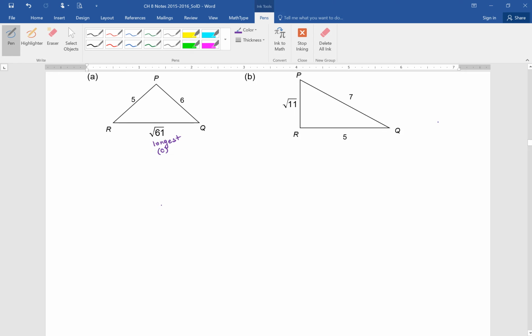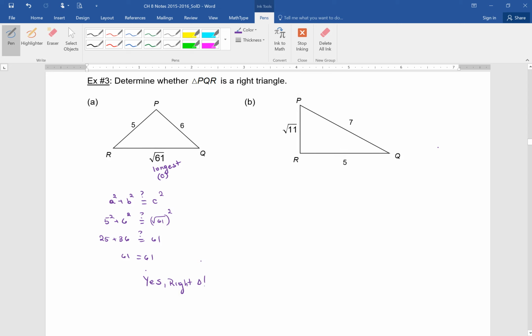Okay? So now here's what we're going to do. We're going to say, is a squared plus b squared the same as c squared? We're asking a question now. So 5 squared plus 6 squared, is that the same as the square root of 61 squared? Well, this is 25 plus 36. Is that the same as 61? 61 equals 61. So yes, this is a right triangle.